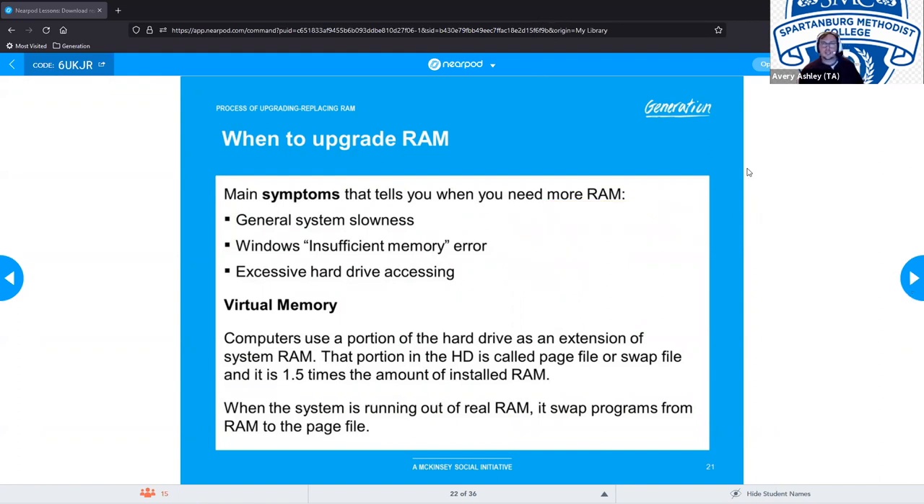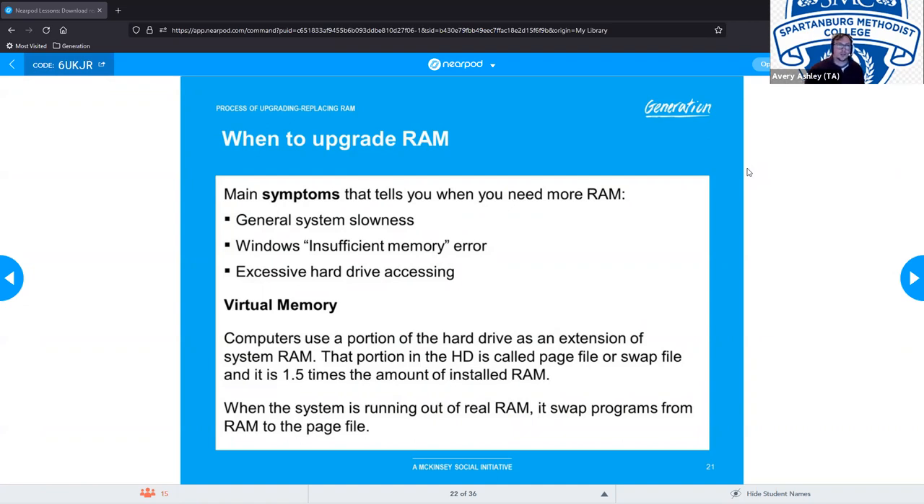Yes, Justin. Hey, I'm not trying to jump ahead or anything here, but just a quick question. When you use a virtual machine, is that using the virtual memory on the PC, or is it still using the RAM portion of it? So it is using RAM, but you allocate some of your RAM for that virtual machine.